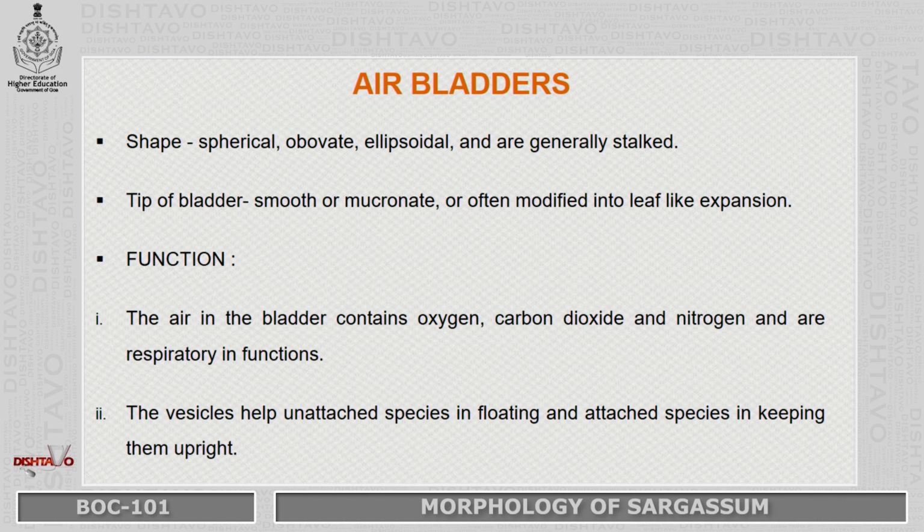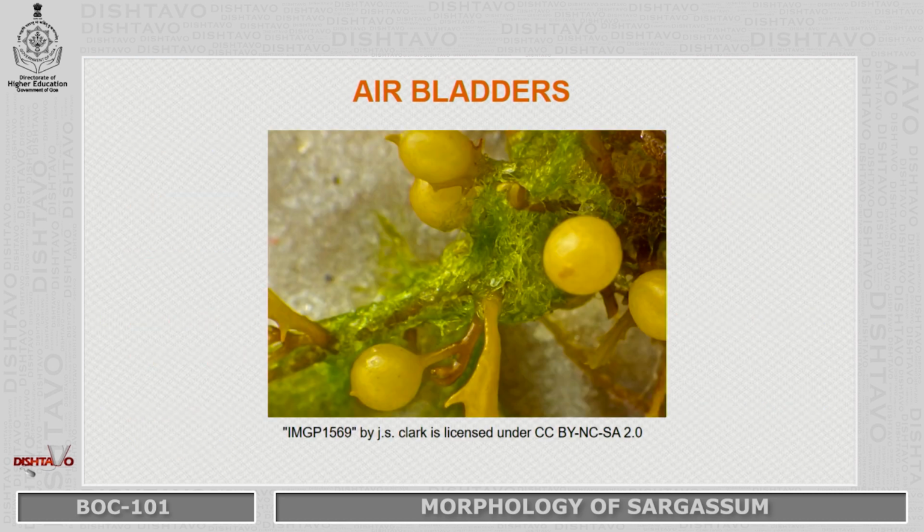The function of air bladders is that they are respiratory in nature. The air in this bladder contains oxygen, carbon dioxide and nitrogen. These vesicles give buoyancy to the plant in the unattached species, and in the attached form they keep them upright. This is a picture of an air bladder, how it actually looks. You can see the shape of the air bladders. They are round to ellipsoidal. The tip is pointed, which is nothing but the mucronate tip.